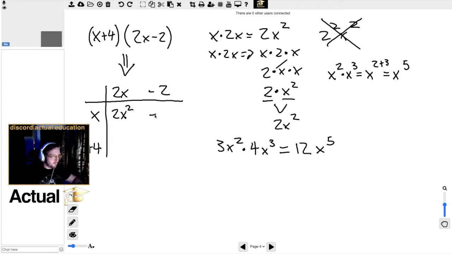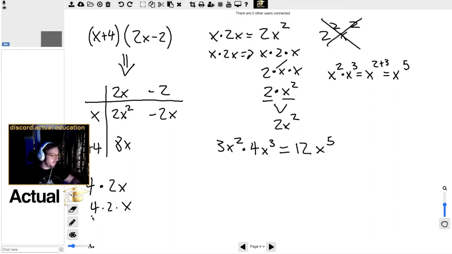Then what's another one? Plus 4 times 2x. 8 times x. So it's 8 squared? No, it's just 8x. Let's look at what happens here. You have 4 times 2x, which is the same thing as 4 times 2 times x. Let's do the 4 times 2 first. That's 8 times x, which is just 8x.